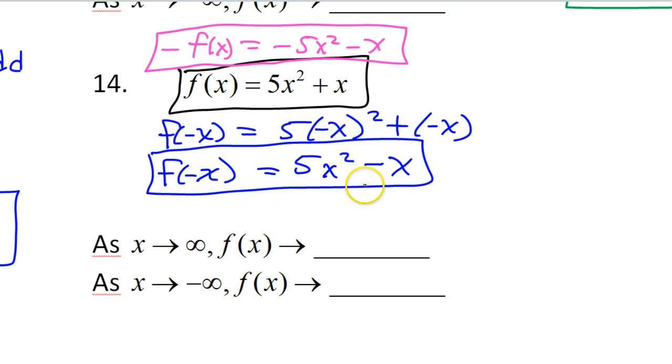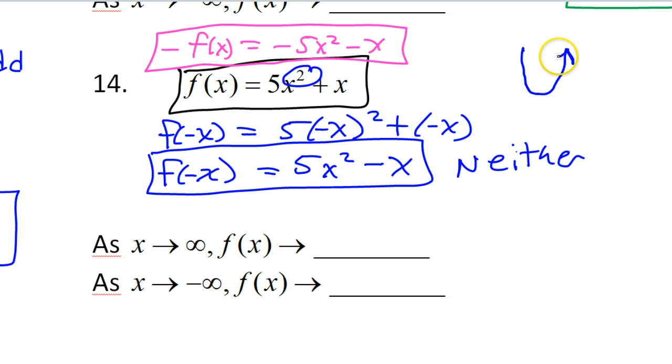All right, so what do you think? Is this even, odd, or neither? This is neither. It doesn't match the original function, and it doesn't match the opposite function either. So this is neither. Okay, now end behavior. You see that this is degree 2. So you should be picturing a parabola shape. And because the leading coefficient is positive, it should be an upward facing parabola shape.